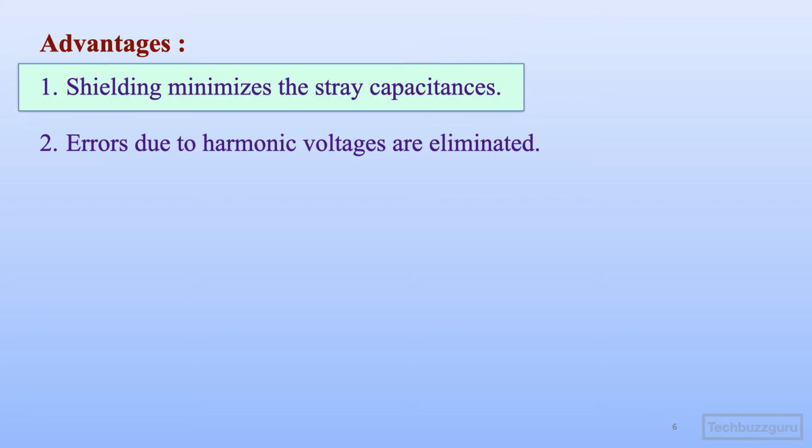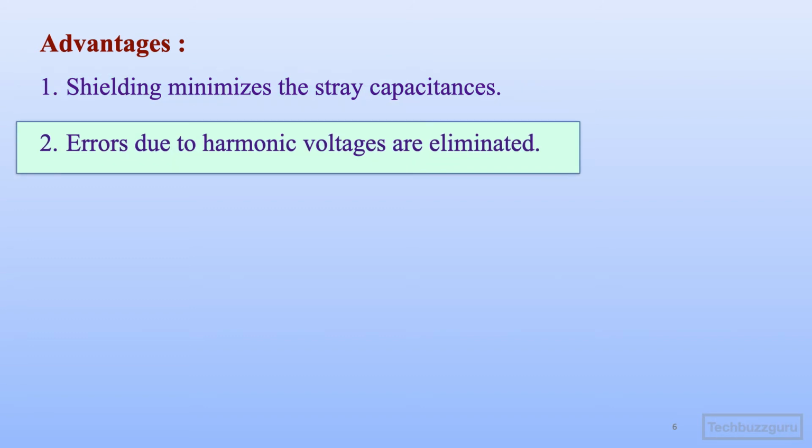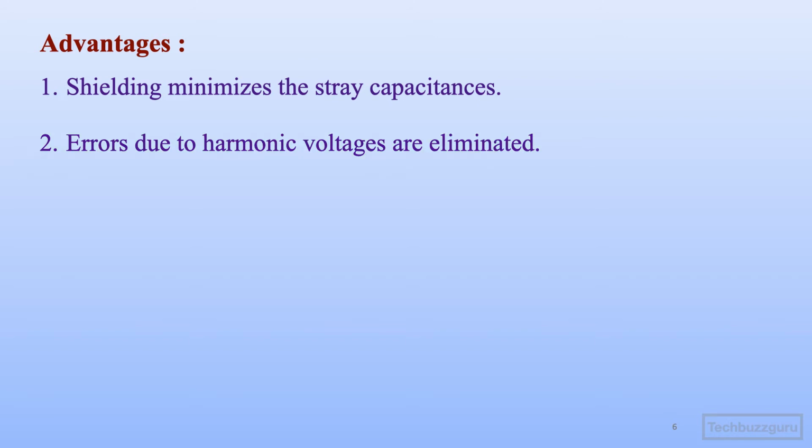The first and foremost advantage is that shielding of capacitors and cables and the connecting leads minimizes any stray capacitances, and hence the errors in the measurement can be minimized. And similarly, capacitance potential divider method overcomes the drawback of series capacitance method, as the errors due to harmonic voltages are minimized or even eliminated during the measurements.